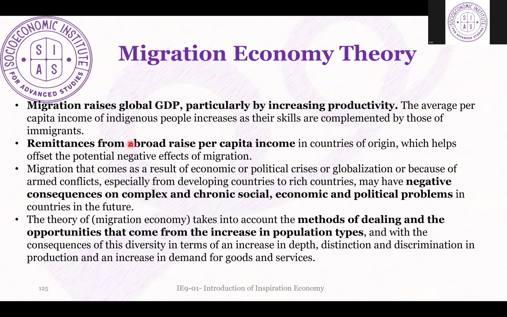The remittance from abroad raise per capita income in countries of origin, which helps offset the potential negative effects of migration. So migration that comes as a result of economic and political crisis or globalization or because of armed conflicts, especially from developing countries to rich countries, may have negative consequences on complex and chronic social, economic, and political problems.